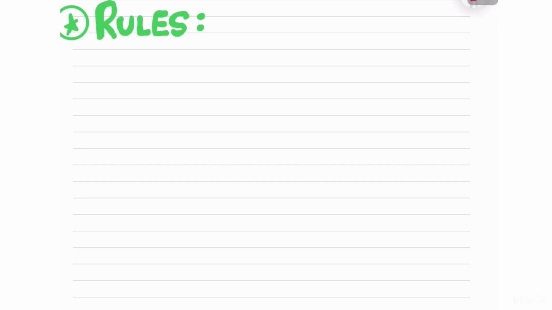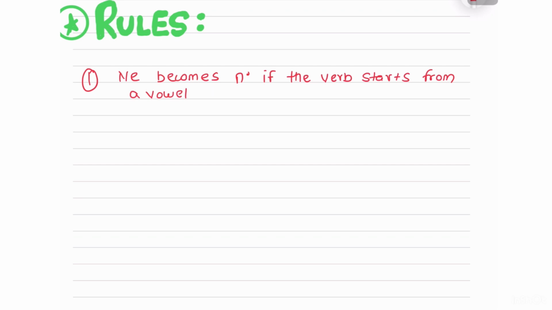The first rule is that the ne becomes an apostrophe if your verb starts with a vowel. What all come under our vowels? We have the normal A, E, I, O, U, and in French we consider H and Y as vowels as well. So you have to pay attention to this part.